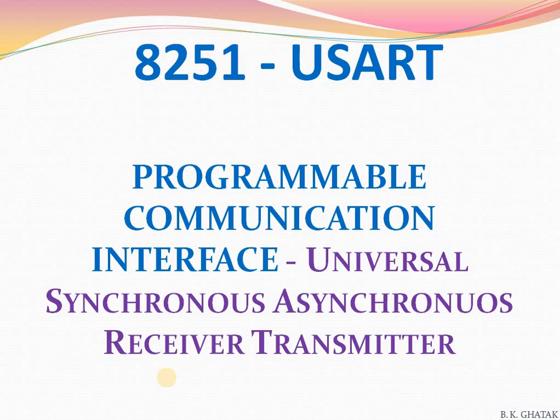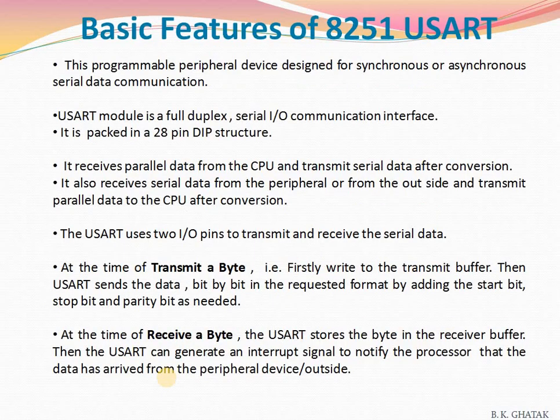So basically this topic is on the block diagram of 8251, where I explain the different sections of 8251. So firstly, what are the basic features of 8251? 8251 is a programmable communication interface, and the USART is also known as Universal Synchronous Asynchronous Receiver Transmitter. That means this USART or 8251 can easily transmit or receive data in synchronous and asynchronous mode.